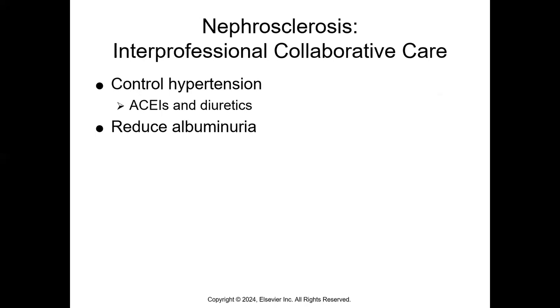So big things we need to do is make sure that we're controlling the hypertension with diuretics and ACE inhibitors, and that we are improving the amount of albumin that's within the blood, not being dumped from the body.